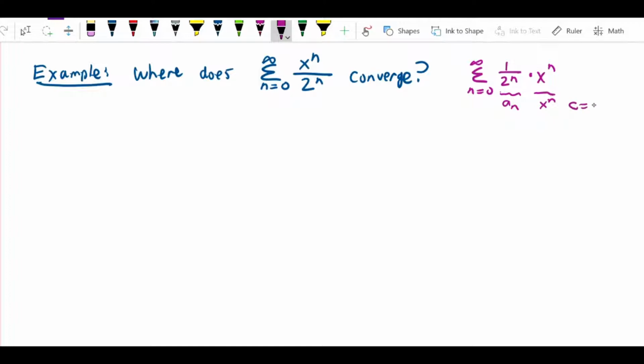You can see that this has a center of 0 because it's not like x minus 5 or x minus 7, it's just x, so this has a center of 0. So we're going to ask where it converges. This is how we do that. What we're going to do is use the ratio test on the general term of the series. So we're going to use the ratio test.